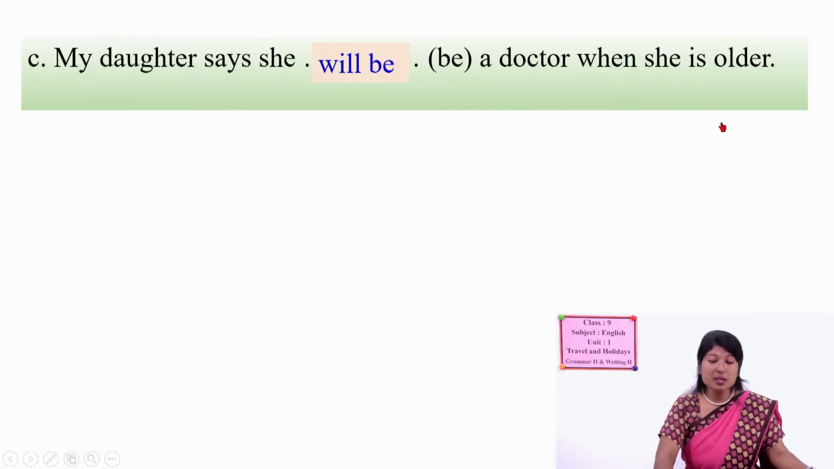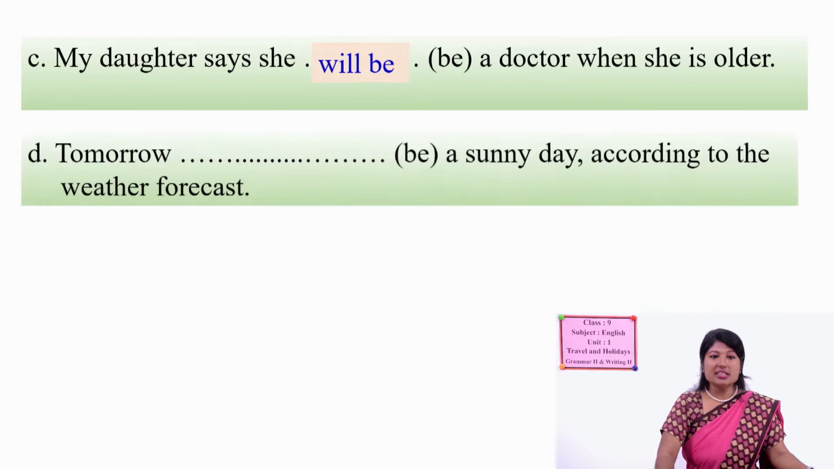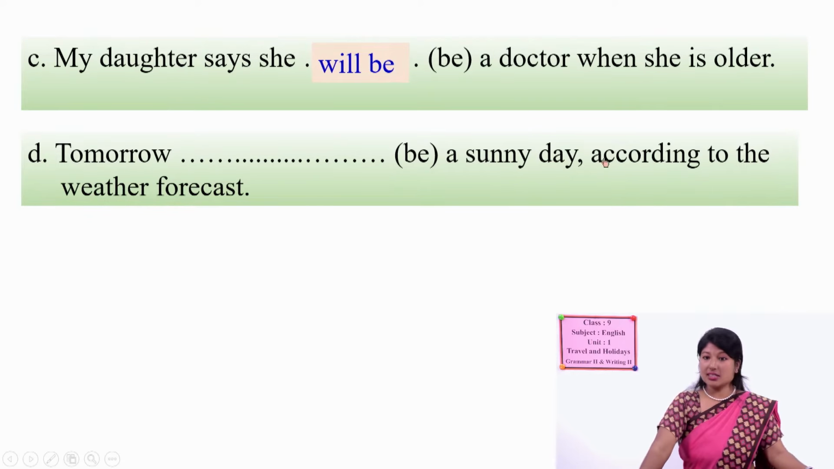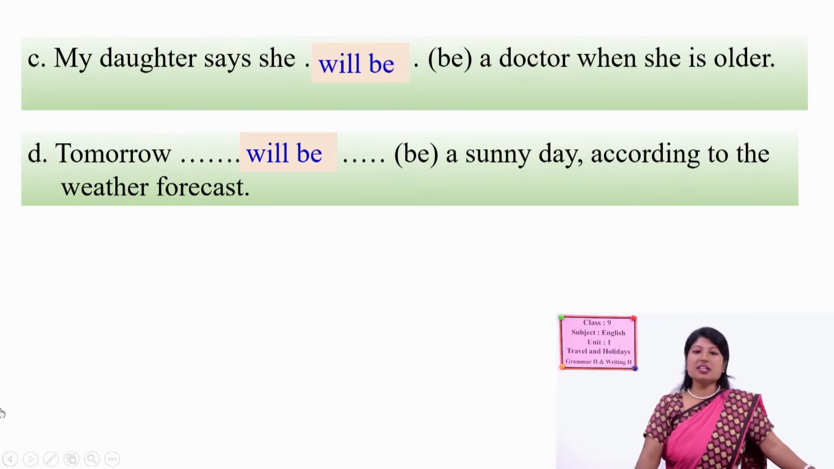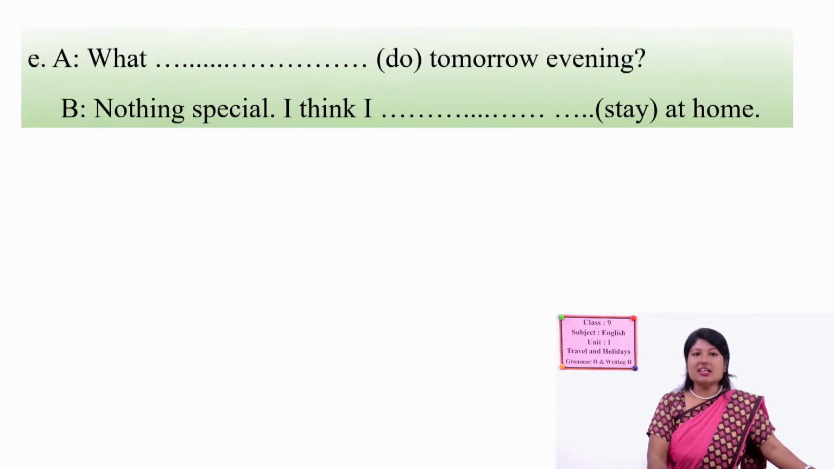Now let's move to the next number. Number D: tomorrow be a sunny day according to the weather forecast. So what to fill up over here? Tomorrow will be again. Okay, tomorrow will be a sunny day according to the weather forecast.